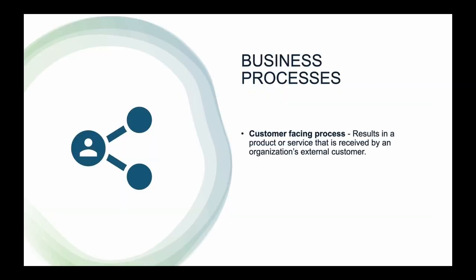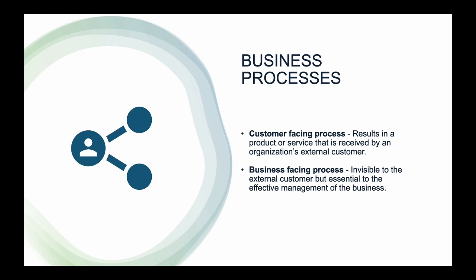Now we have business processes. We have 2 business processes: customer-facing and business-facing process. A customer-facing process is external, meaning it results in a product or service that is received by an organization's external customer. This is outside the organization. A business-facing process is invisible to the external customer but is essential to the effective management of the business. This happens within the business and the customer can't see it.